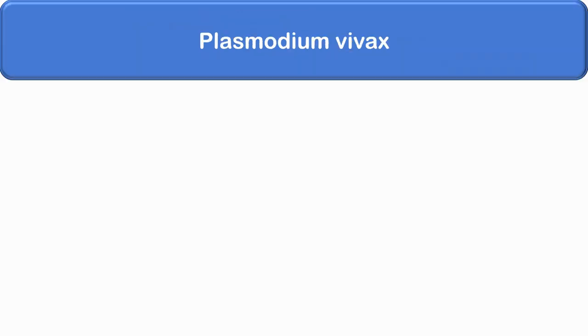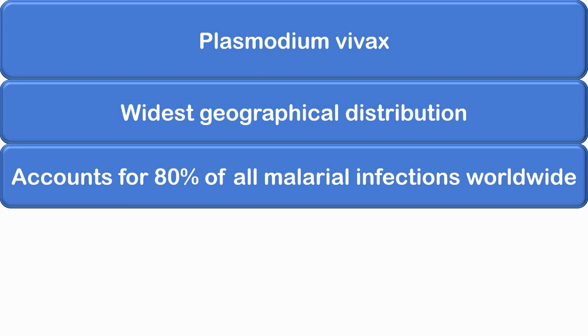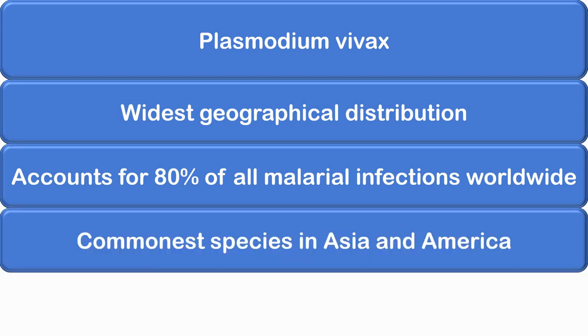Till now we have covered two life stages of the Plasmodium species. One is schizogony that occurs in humans and another is sporogony which occurs in mosquitoes. Now we will discuss more about Plasmodium vivax. It has the widest geographical distribution extending through the tropics, subtropics and temperate regions. It is believed to account for 80% of all malaria infections. It is the most common species of malarial parasite in Asia and America but is much less common in Africa.